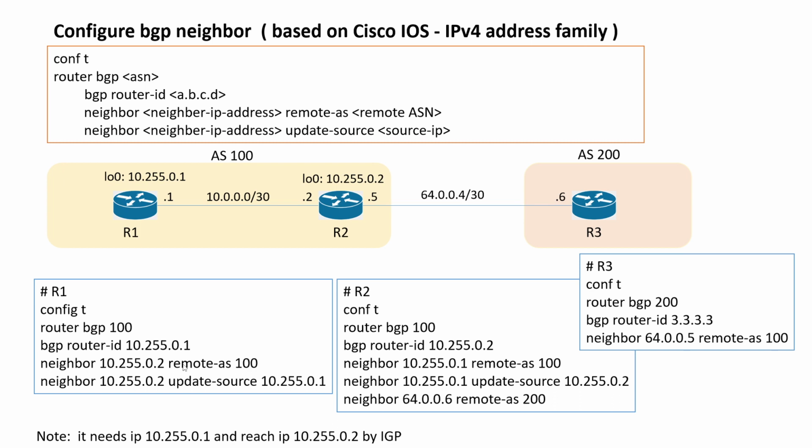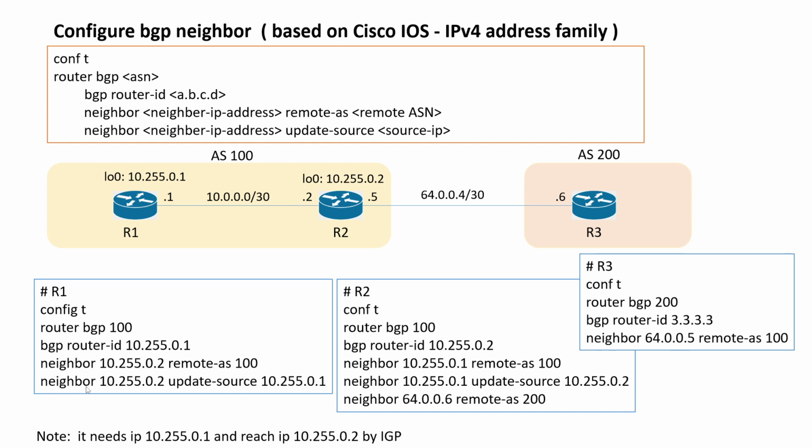So here's the configuration. You can go to R1 under the BGP configuration. You see the neighbor. The neighbor needs to be 10.255.0.2. This IP is R2's loopback IP address. Then remote-as 100. Since it's the same AS, you use the same AS here.